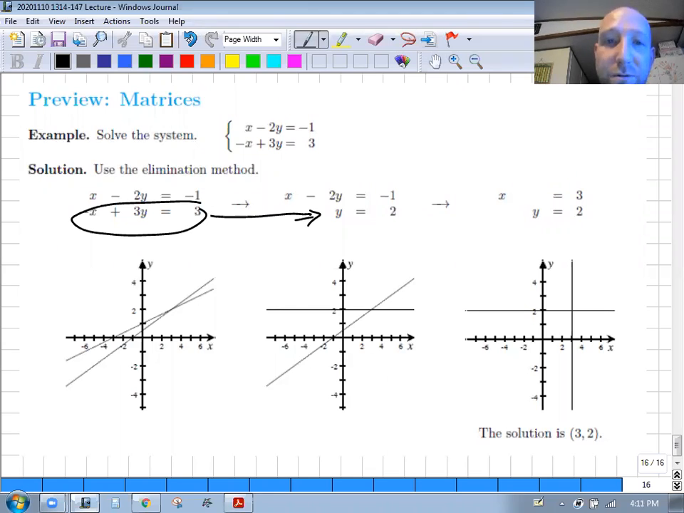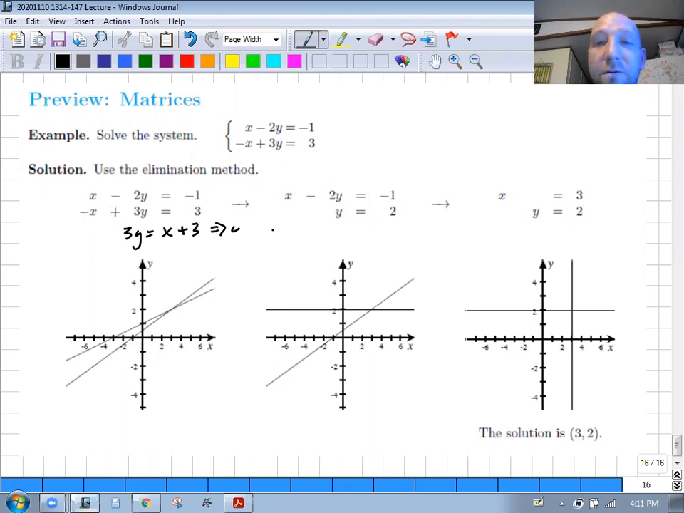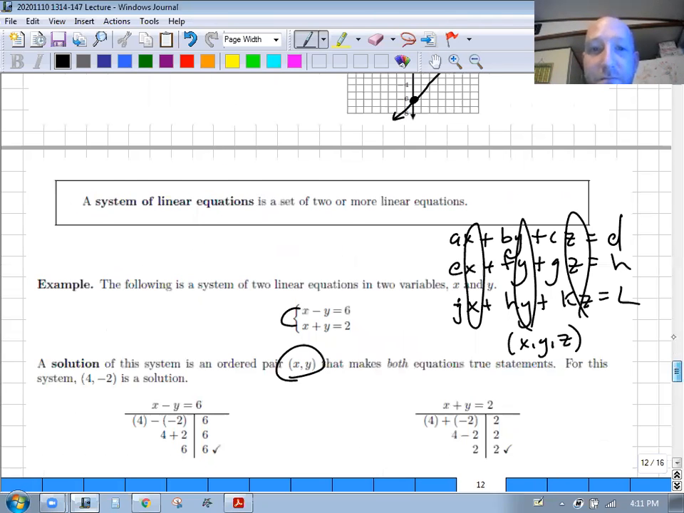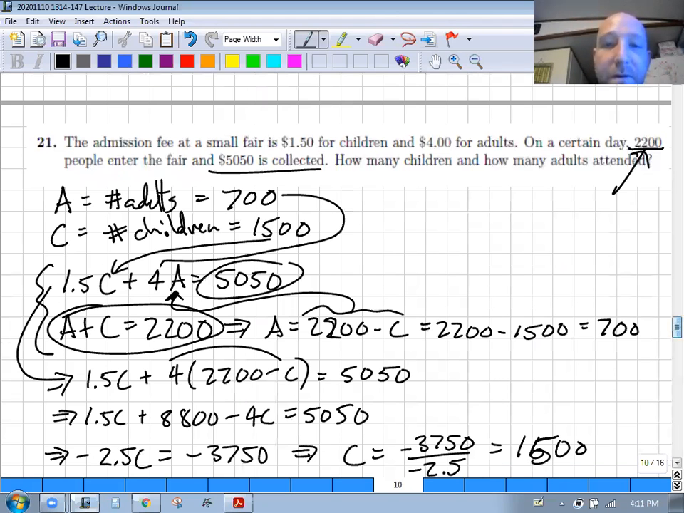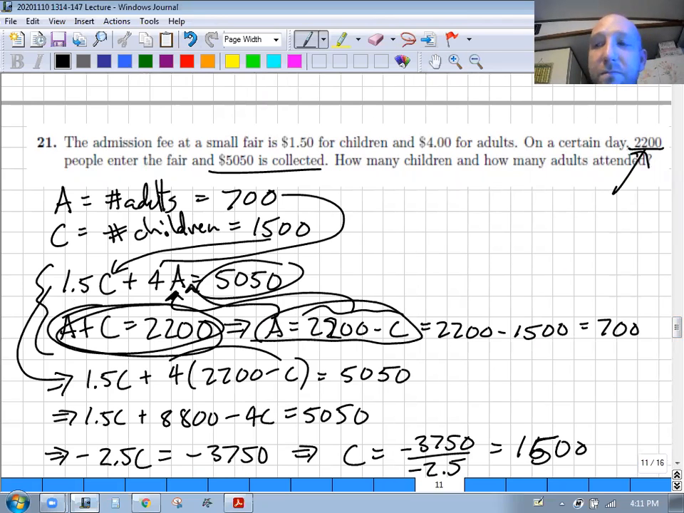How did they get y equals 2? Hold on. Let's see, if I took this guy, I added x to both sides, and I divided both sides by 3, y equals 1/3 x plus 1. Okay. All right, so remember last time how we took one equation and we rewrote it so we could substitute it into the other one.